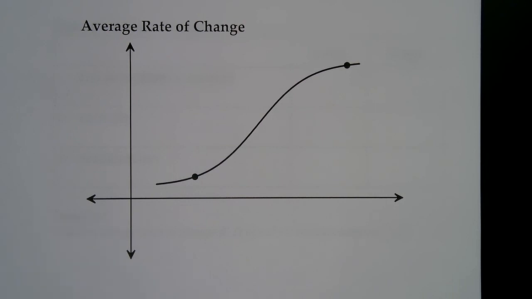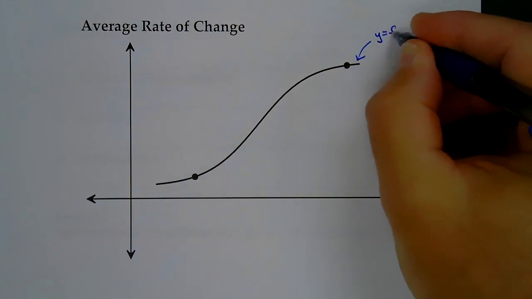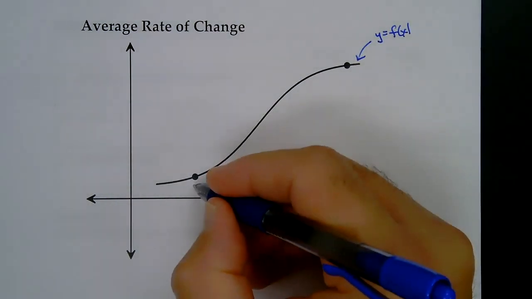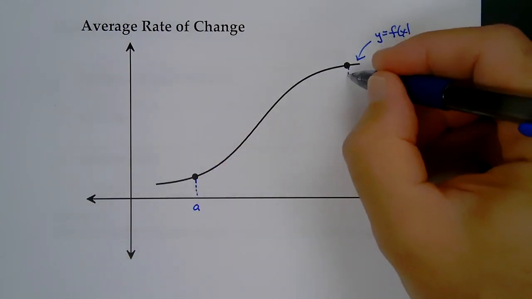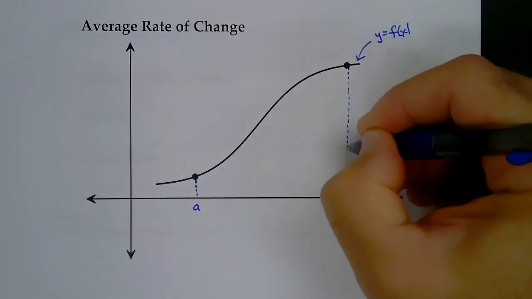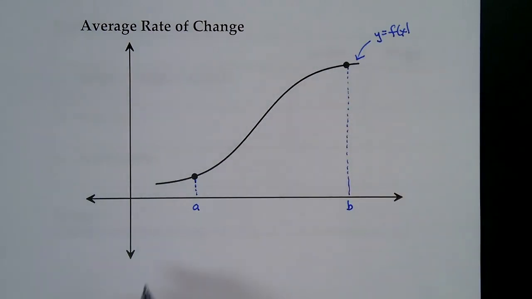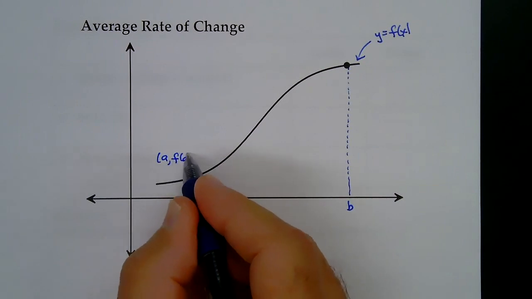Today, what I want to talk about is what's called the average rate of change of a function, and it's always going to be on an interval. Okay, so this is some function. I'm going to call it y equals f of x, and that's this curve right here. There are 2 points on it. I'm going to label this x coordinate a, and this x coordinate b. Since this is the function, this point right here would be a comma f of a.